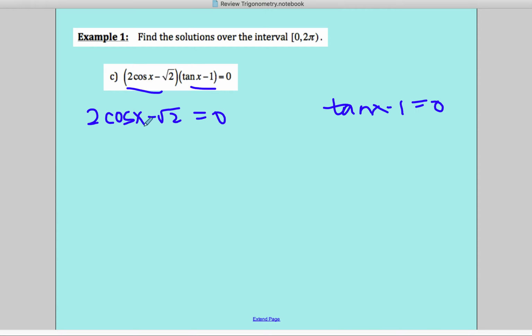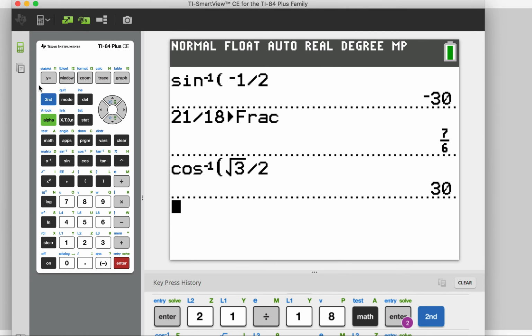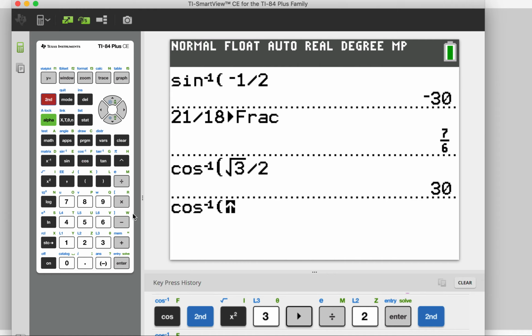So when I solve this one, get the trig function by itself. So I have 2 cosine of x equals square root of 2, and then divide both sides by 2. So I'd have cosine of x equals square root of 2 all over 2. Now in order to solve this, I'm going to use my calculator. So I'm going to go second cosine inverse of square root of 2 over 2.